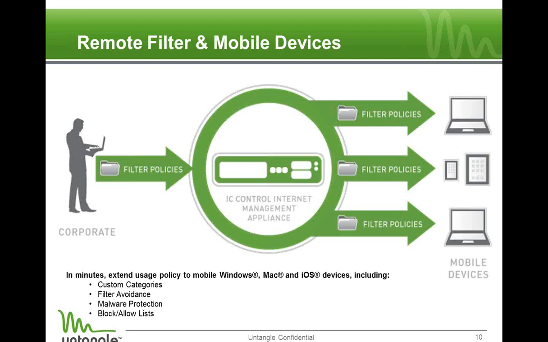So if you wanted to block Facebook while they're on the network but allow them to go to Facebook when they're at home or at a local Starbucks, you have that ability, and our IC Control can help you identify that.